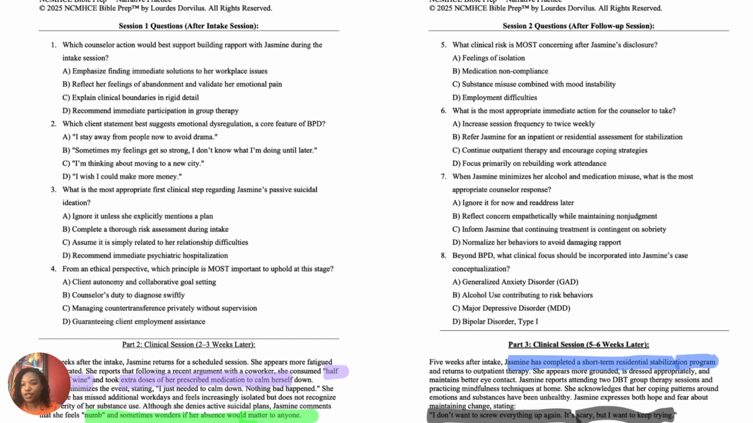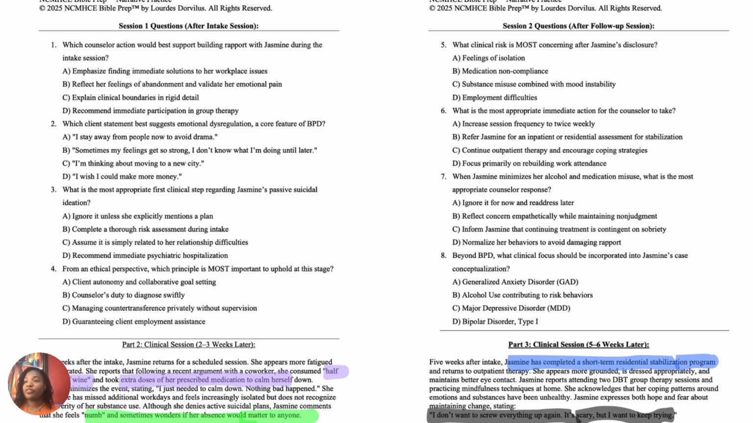And these are like questions you will see on the state board exam, on your board exam. Number one, which counselor action will best support building rapport with Jasmine during the intake session? Okay, so for this question, early on, we need to build rapport with her. A says emphasizing finding immediate solutions to her workplace issues. Could that be the answer? No. Why? Because her presenting problem was not her workplace issue. Her presenting problem was a need for her to have healthy relationships.